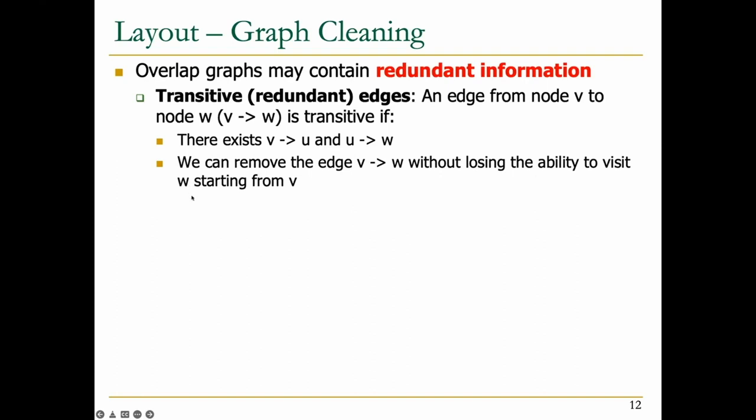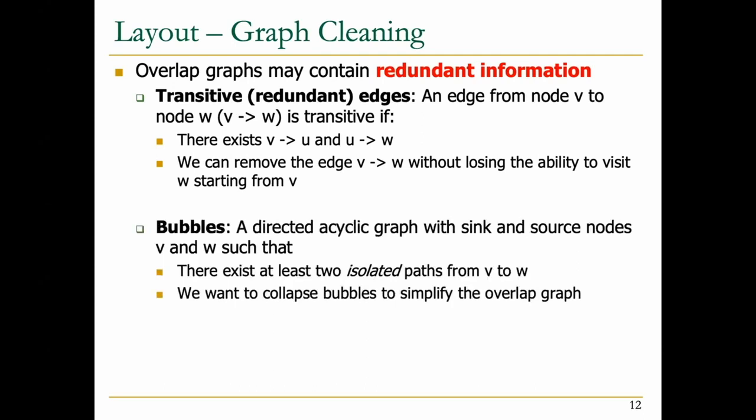So the takeaway here is that we can remove some edges, but starting from V, we can still reach W. Here, we don't care about the distance, we don't care about the number of matching bases, we only care about the connectivity information. Do we lose connectivity? And if the answer is no, then we say that one of these paths is transitive.